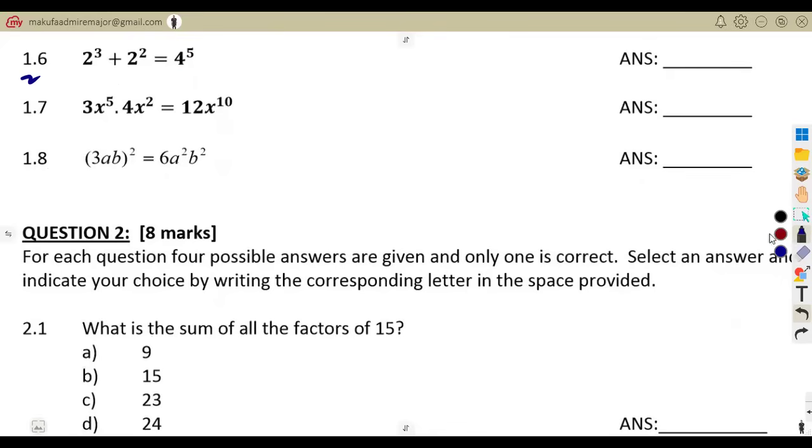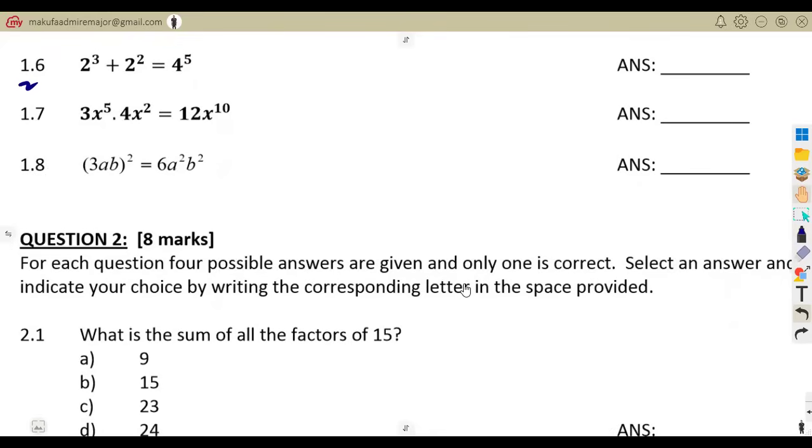On 1.6, 2 to the exponent of 3 plus 2 to the exponent of 2 is equal to 4 to the exponent of 5. From which law, from which concept? This is actually wrong. If we are simplifying addition, we do not have a law which governs addition. No, we do not have a law. Addition, you simplify on its own.